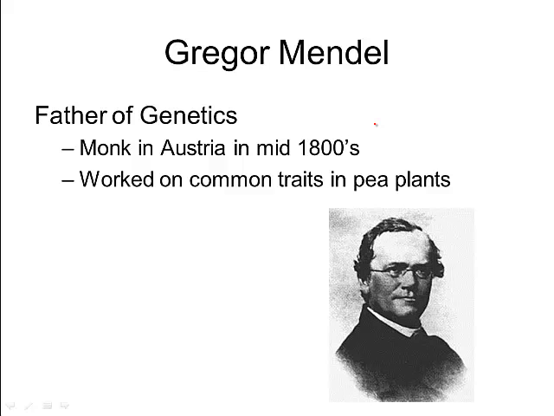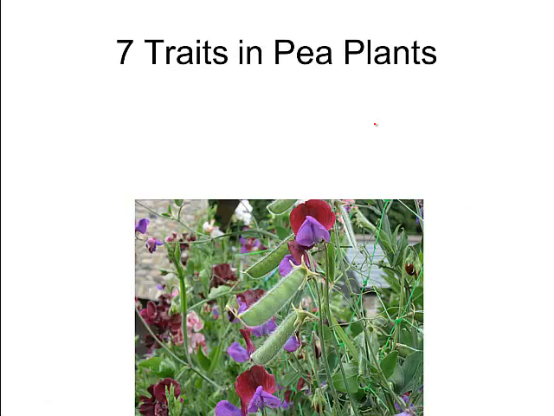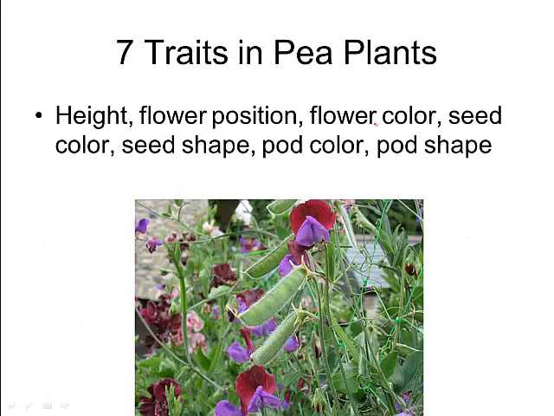And as he was working on these pea plants, he started to notice some characteristics about them, and he started to get curious. What he actually noticed is that there are 7 distinct traits that he could easily see within pea plants. Things like the height of the plant, flower position, so where the flower came off of the stem, the color of the flower, the seed and pod color, and the seed shape and the pod shape. So these are things that he could definitely see.